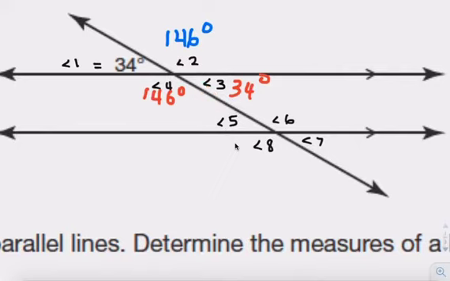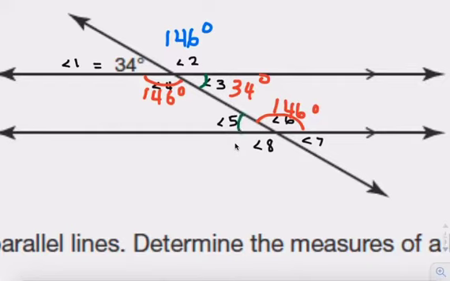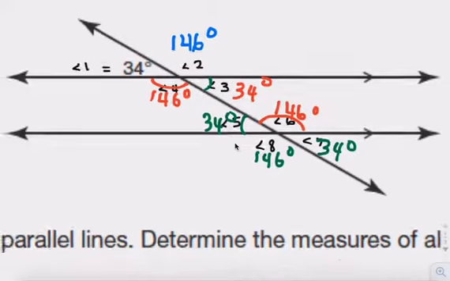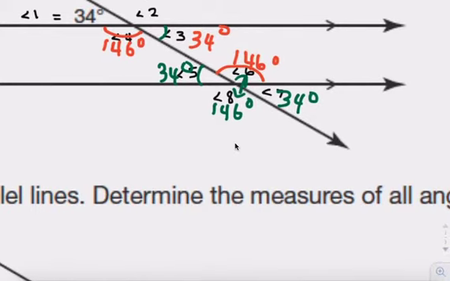So, alternate interior, this is alternate interior, are congruent. So that has to be 146 degrees. And this is congruent, alternate interior right here, right there are congruent, 34 degrees. Okay, and vertical angles are congruent, so these have to be congruent right there. Okay, they are congruent.